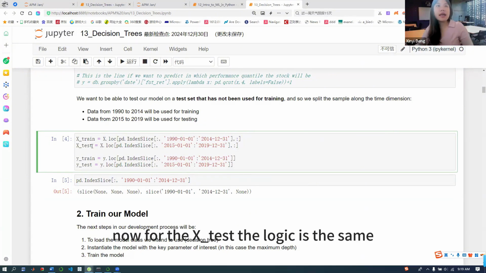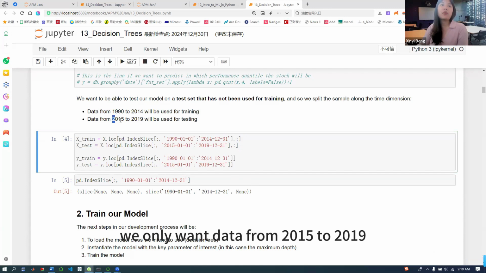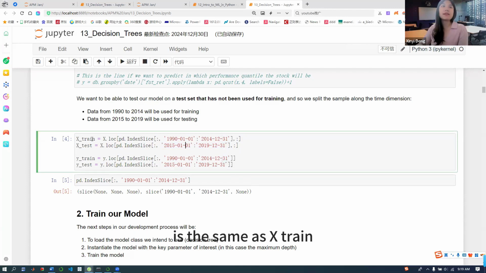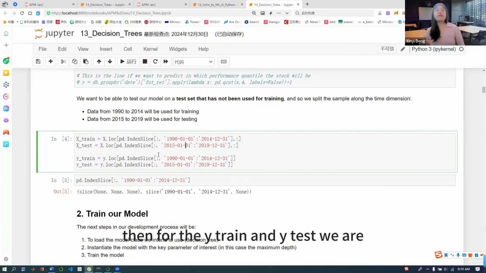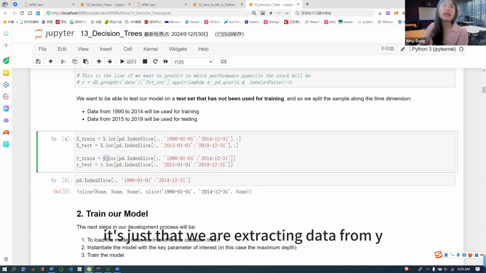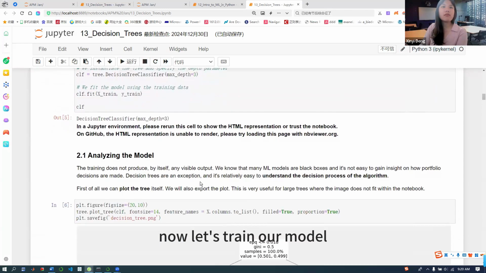Now for the X test, the logic is the same. The only thing different is that now we only want data from 2015 to 2019. So we're essentially just changing those 2 dates. The rest is the same as X train. Then for the Y train and Y test, we are pretty much doing the same thing. It's just that we are extracting data from Y instead of X. Now let's train our model.